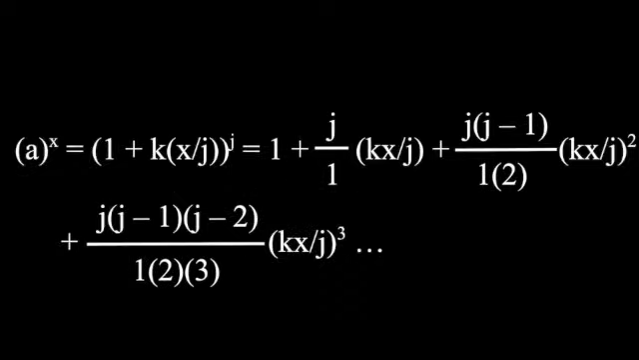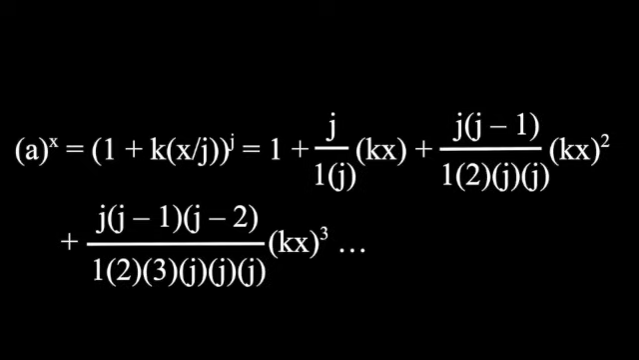So we get a to the x equals 1 plus j over 1 times kx over j plus j times j minus 1 over 1 times 2 times (kx over j) squared plus j times j minus 1 times j minus 2 over 1 times 2 times 3 times (kx over j) cubed, and so on forever. If we bring the j from kx over j to the denominator, we get the ratios j over j, j minus 1 over j, j minus 2 over j, and so on. As j goes to infinity, it becomes so large that these ratios all approach 1.